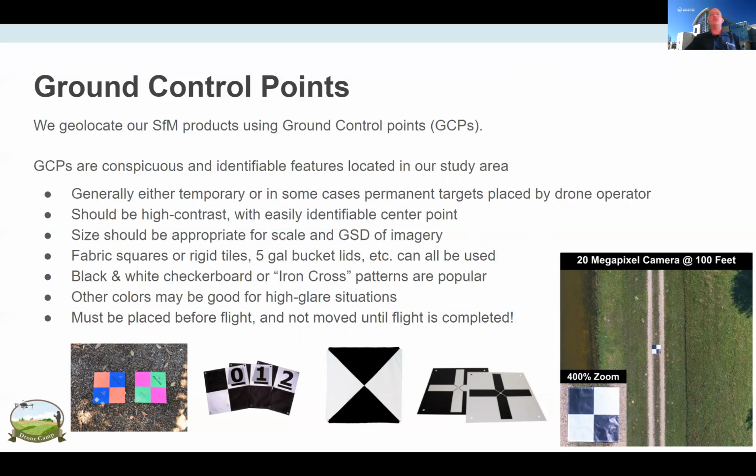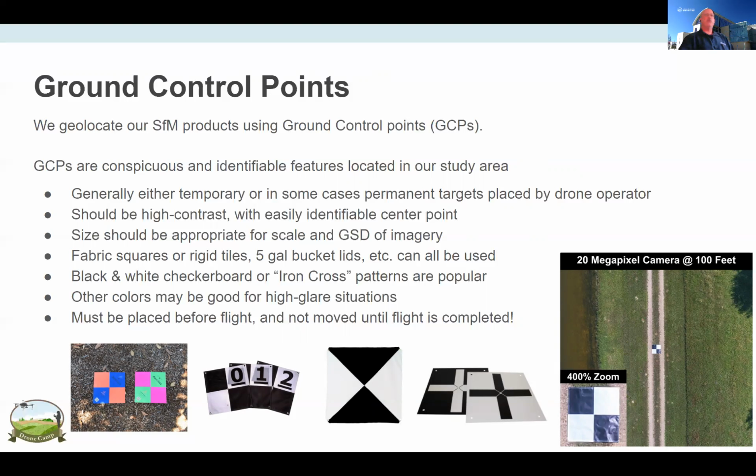We need to pick the size appropriate for the scale and the ground sampling distance of our imagery. We need to take into account the optics of our camera and how high we're going to be flying, and make sure that we're going to get pictures that include our ground control points as clear as possible so that we can mark them easily in the imagery.